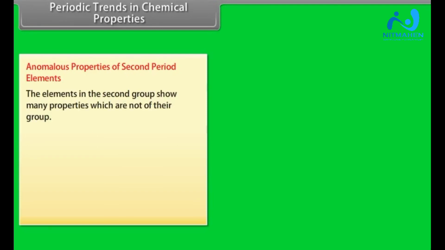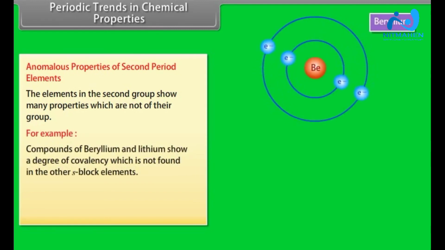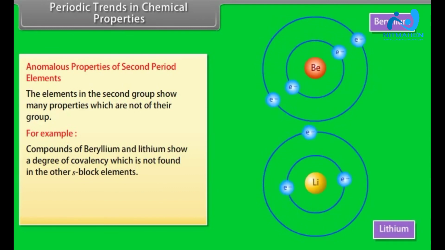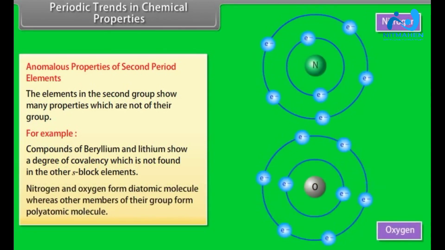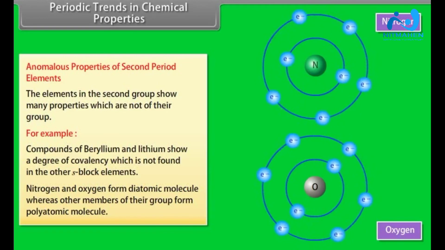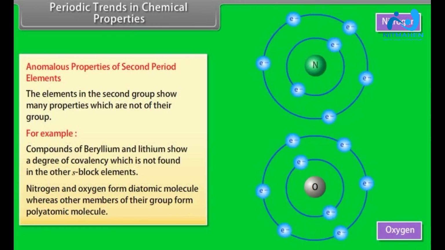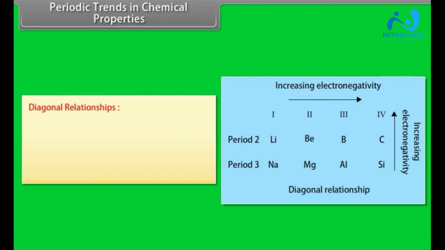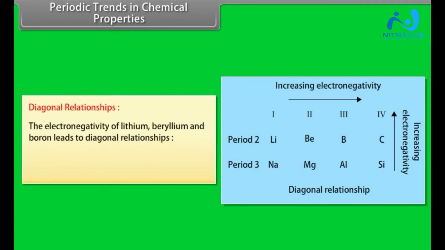Anomalous properties of second period elements. The elements in the second period show many properties which are not of their group. For example, compounds of beryllium and lithium show a degree of covalency which is not found in the other s-block elements. Nitrogen and oxygen form diatomic molecules, whereas other members of their group form polyatomic molecules. Diagonal relationships. The electronegativity of lithium, beryllium and boron leads to diagonal relationships. Lithium is strikingly similar to magnesium, beryllium to aluminum and boron to silicon.